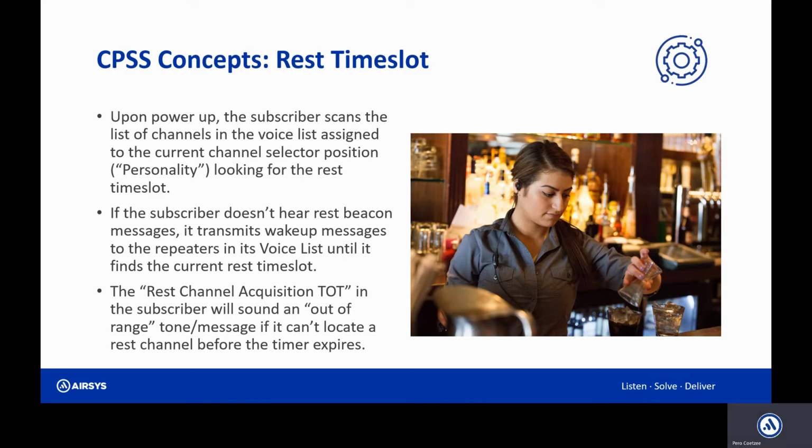The rest channel acquisition timeout timer in the subscriber will sound an out-of-range tone if it can't locate a rest channel before the timer expires. So let's say you switch on a Capacity Plus subscriber radio, but you're not in range of the system. It will try and connect with any of the repeaters that are in the voice list. And after the rest channel acquisition timeout timer has run out, and it still hasn't found a rest channel, the radio will then sound a beep to let the user know that you are out of range.